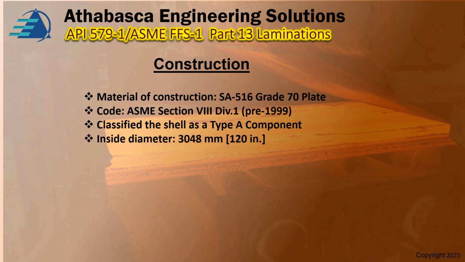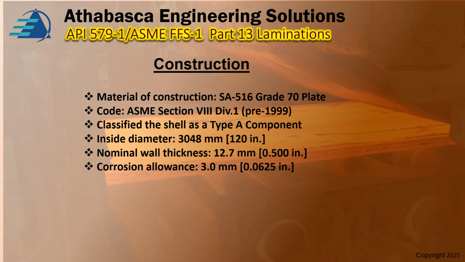So we have the inside diameter. It's 120 inches, or 3,048 millimeters, which is the conversion of 120 inches. The nominal thickness is half an inch. The corrosion allowance is 3 millimeters, and the weld joint efficiency of the design is 1.0, with reference to ASME Section 8 Division 1. The allowable stress is 17.5 ksi because of the edition of the design.